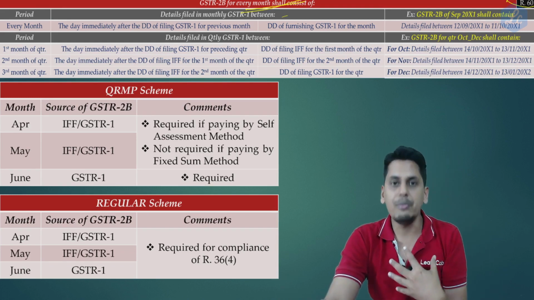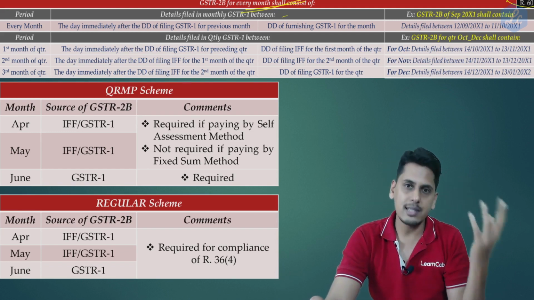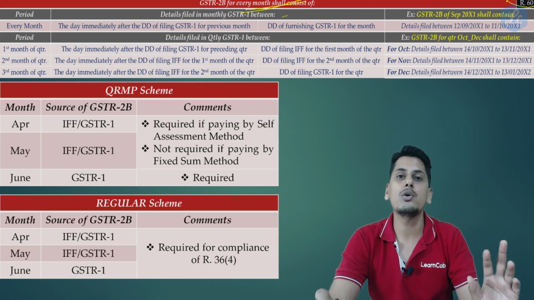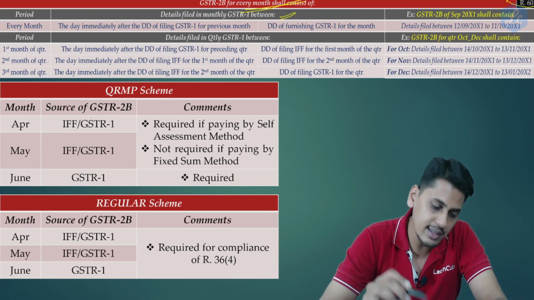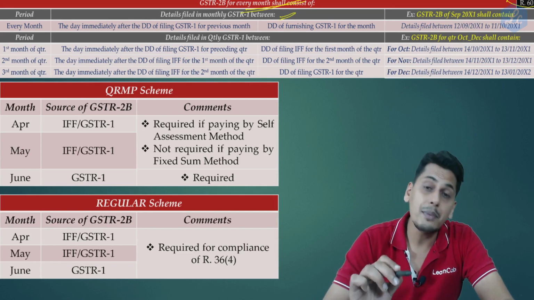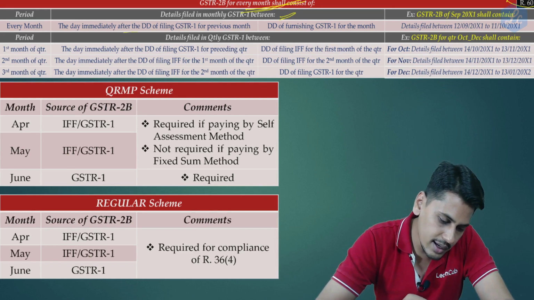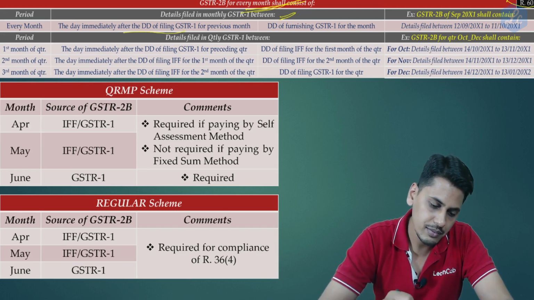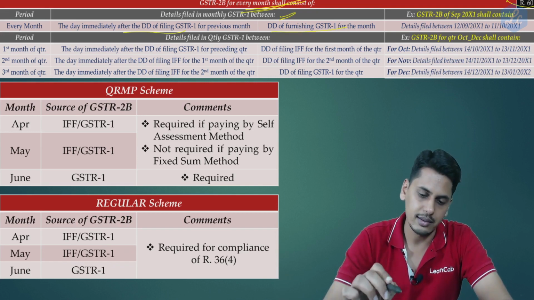So if suppose I am the recipient, in my 2B, what would appear? I could have my suppliers who are filing monthly GSTR-1. I could have my suppliers who are filing quarterly GSTR-1. If my suppliers are filing monthly GSTR-1, then for any particular month, GSTR-2B shall consist of the day immediately after the due date of filing GSTR-1 of the previous month till the due date of furnishing GSTR-1 for the month.